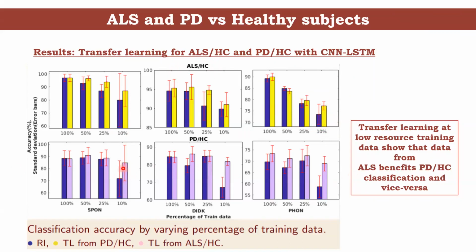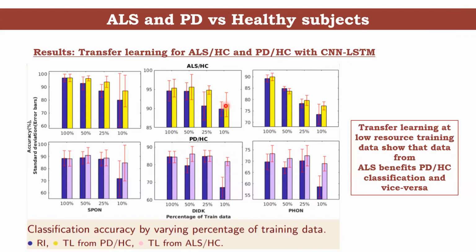You see that sometimes the gains are very, very good and beneficial. And you can look at the DIDK, which so far we have found to be the robust task. You see the benefits are really enormous, right? With 10% of the data, you get enormous benefit for the PD versus healthy classifier. And you get some benefit again for the ALS versus healthy classifier. I hope that makes a point, right?